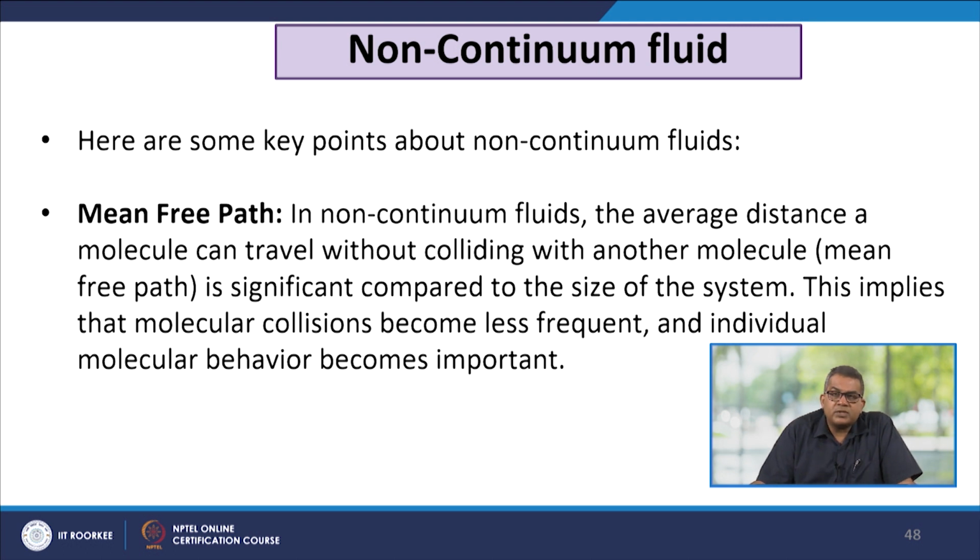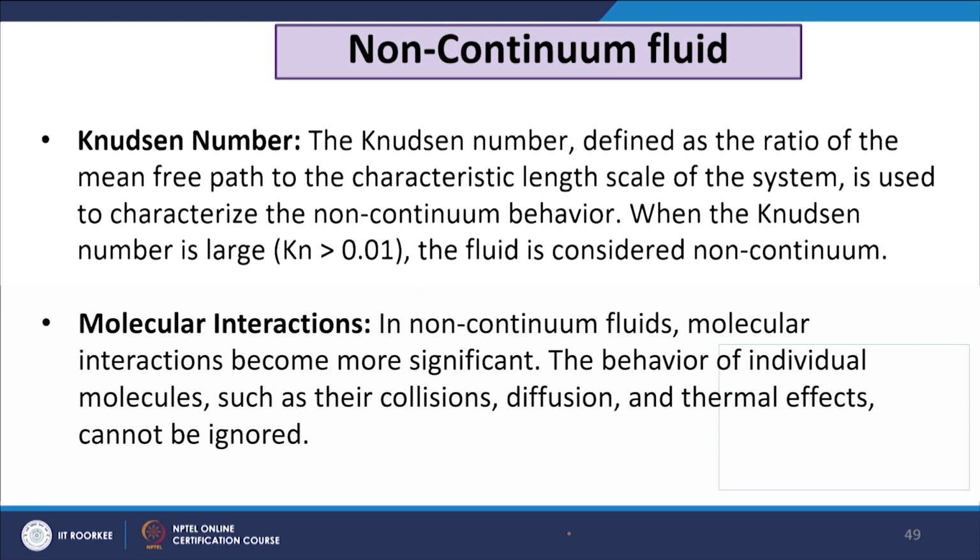In non-continuum fluids, the average distance a molecule can travel without colliding with another molecule, called the mean free path, is significant compared to the size of the system. This implies that molecular collisions become less frequent and individual molecular behavior becomes important. Knudsen number: this number is defined as the ratio of the mean free path to the characteristic length scale of the system and is used to characterize the non-continuum behavior. When the Knudsen number is large, Kn greater than 0.01, the fluid is considered a non-continuum.